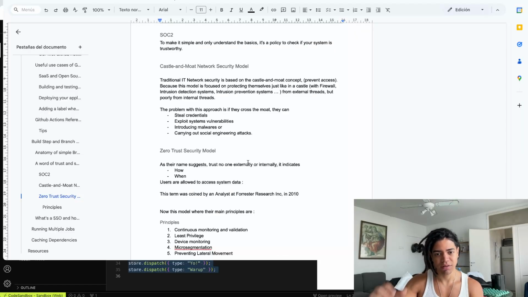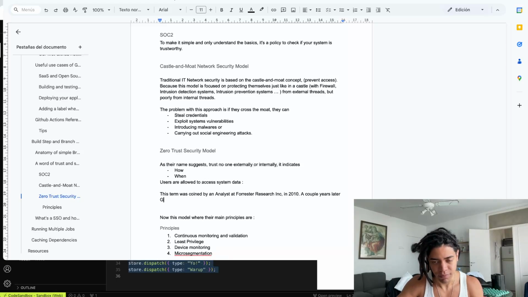Okay, so you have researchers here. This term was coined by analysts at Forrester Research in 2010. A couple of years later, Google announced that they have implemented the zero trust model in their system.